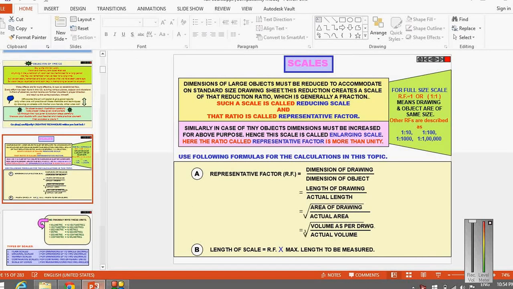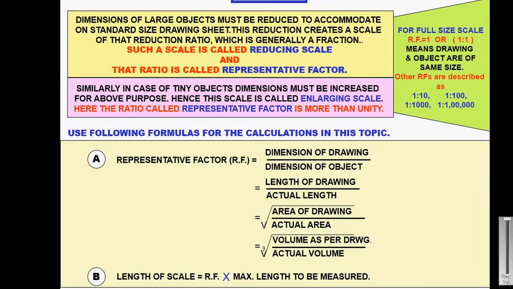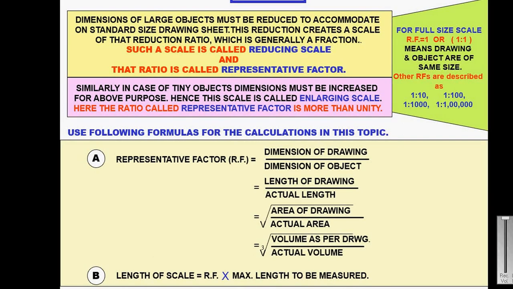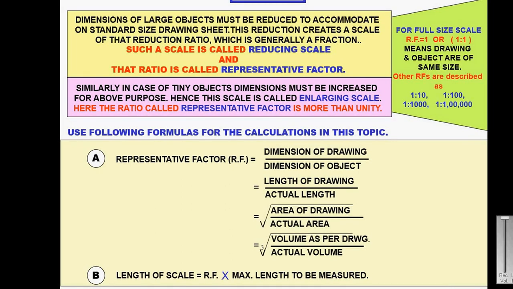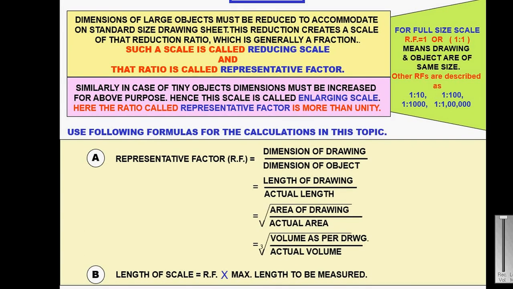I will give you an idea about the scales, the topic named scales. The dimensions of large objects must be reduced to accommodate on a standard size drawing sheet. This reduction creates a scale of that reduction ratio, which is generally a fraction. So that scale is called a reducing scale, and the ratio is called RF, or representative factor.